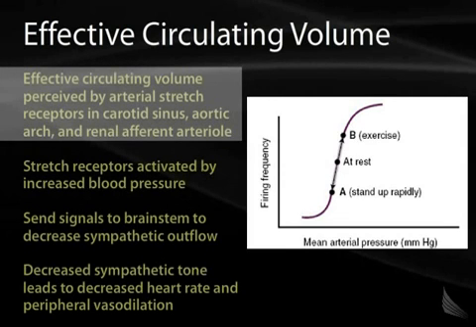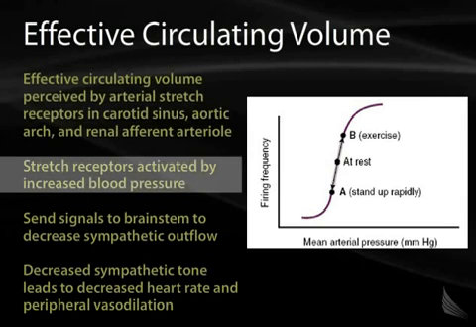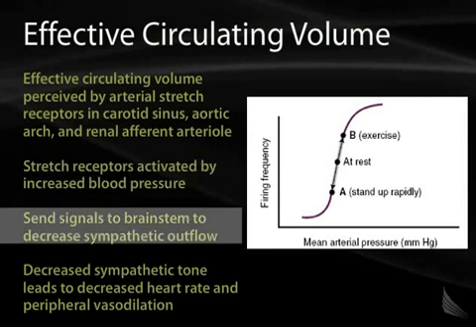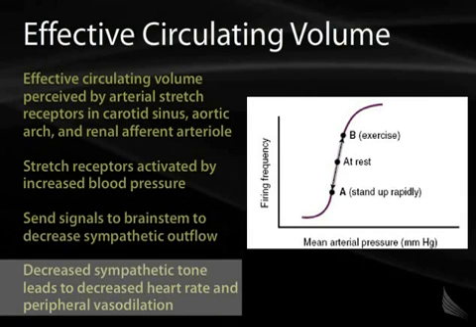Effective circulating volume is perceived by the arterial stretch receptors present on the organs mentioned: the kidney, the carotid sinus, and the aortic arch. These stretch receptors are activated by increased blood pressure. They send signals to the brain to decrease sympathetic outflow. The decreased sympathetic tone leads to a reflexive decreased heart rate and peripheral vasodilatation to essentially decrease effective circulating volume.